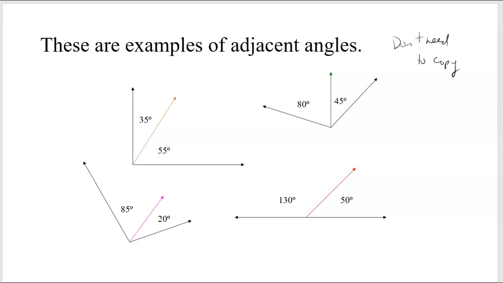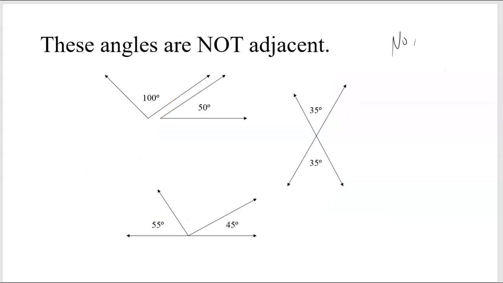These angles are not adjacent. So again, no need to copy. Notice that 100 degrees and 50 degrees look like they're right next to each other, but they're not sharing the same ray. 55 and 145, they're on the same line, but again, they're not sharing the same ray. And 35 and 35, they're right across from each other. So again, these are examples that are not adjacent. Adjacent is kind of like the overarching umbrella of angles.